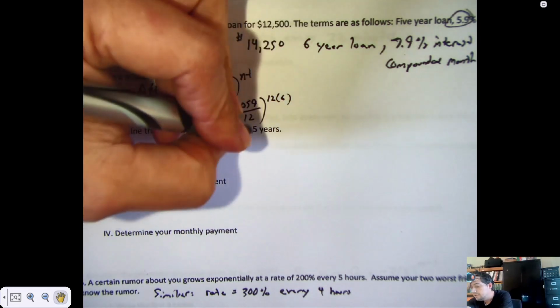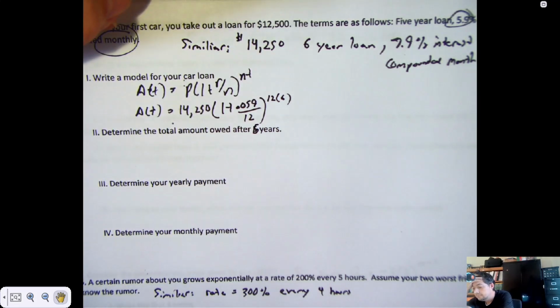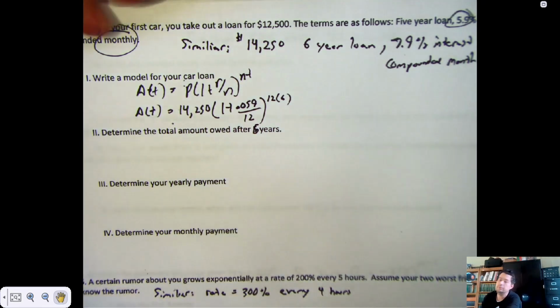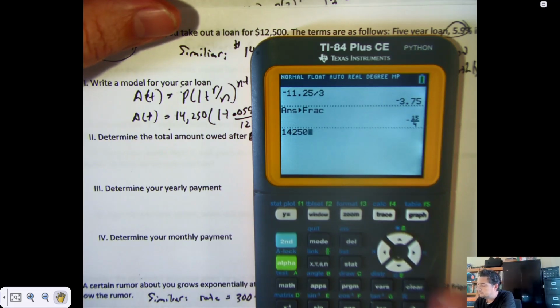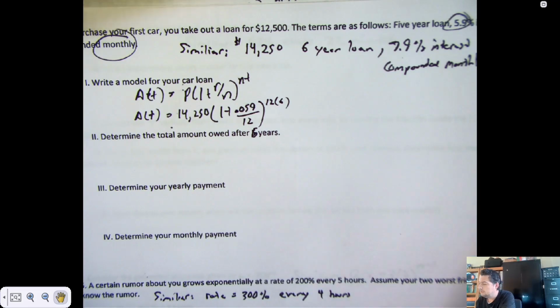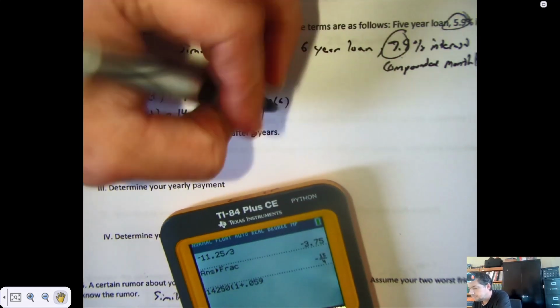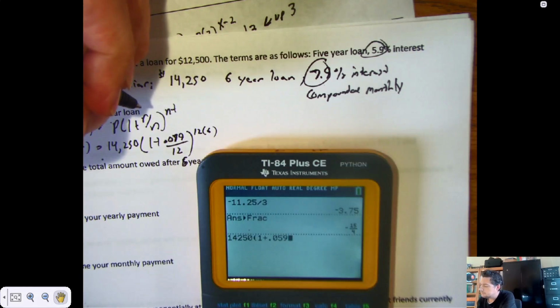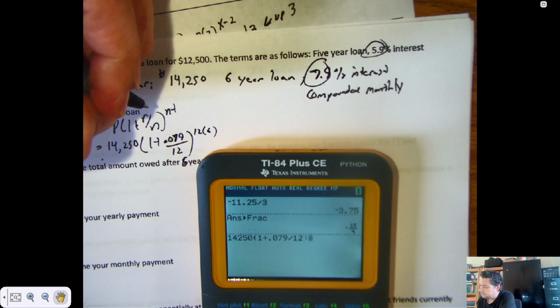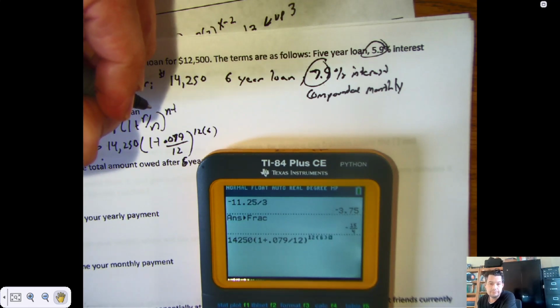In my question, it's a 6-year loan. So I'm just going to push the buttons and see what it generates. Okay. 14250, 1 plus 0.059. Oh, I about screwed up. In my similar problem, it was 0.079. Looking at too many things at once. Over 12, raised to the 12 times 6, which is 72.